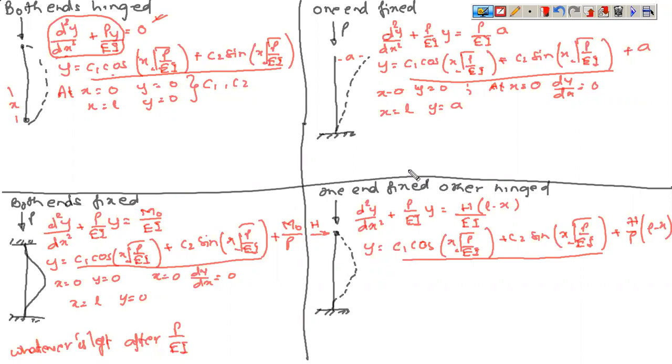If you see here, the fourth case, what do you have? At x is equal to 0, y is 0. At x is equal to 0, you have dy by dx also equal to 0. And at x is equal to L, again you have y is equal to 0. Again you can utilize these three boundary conditions and calculate the final value.